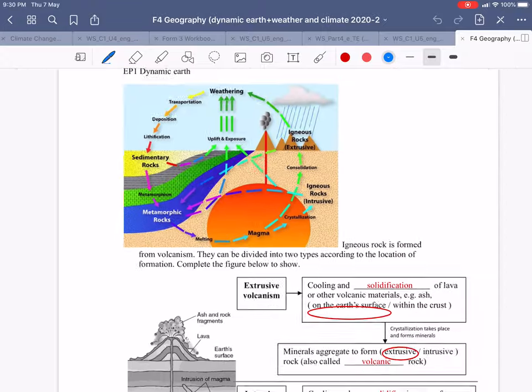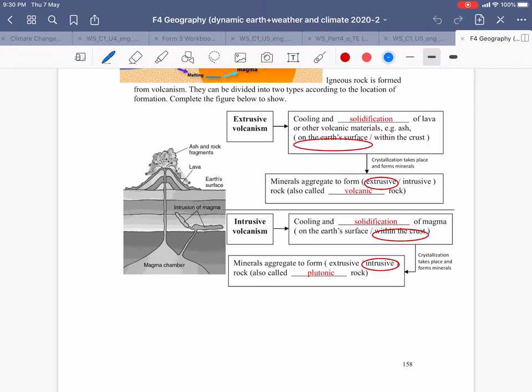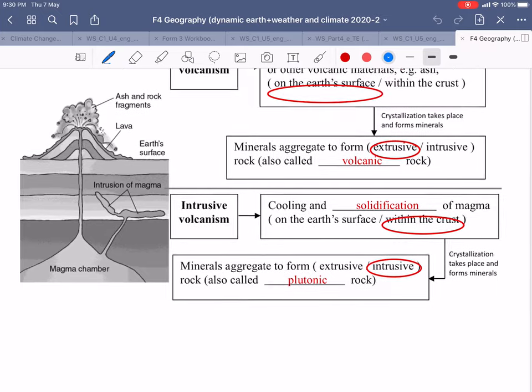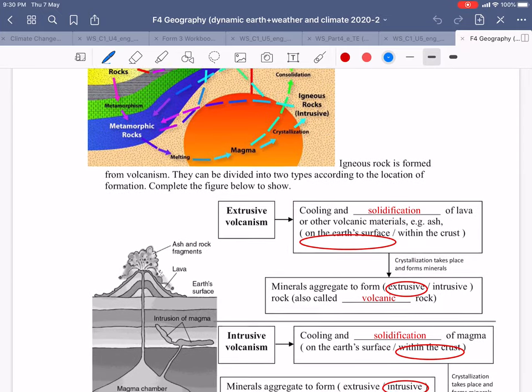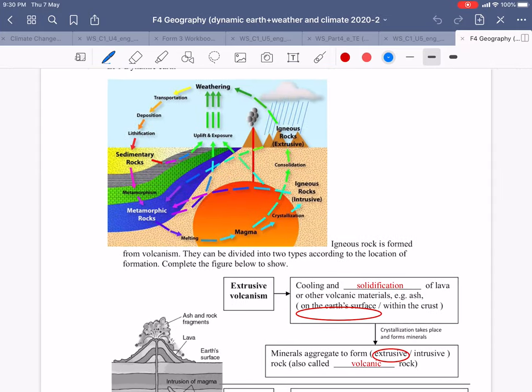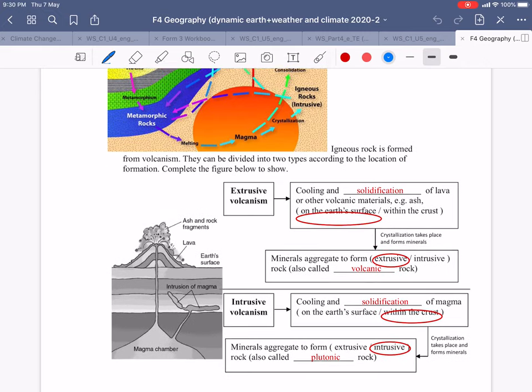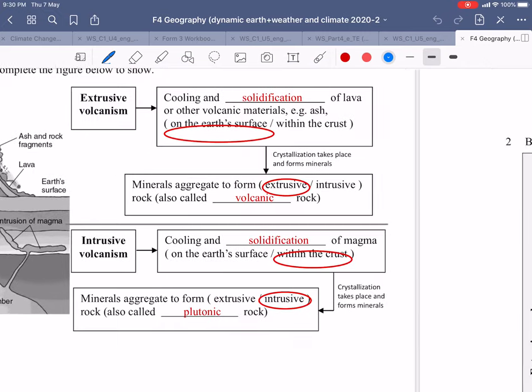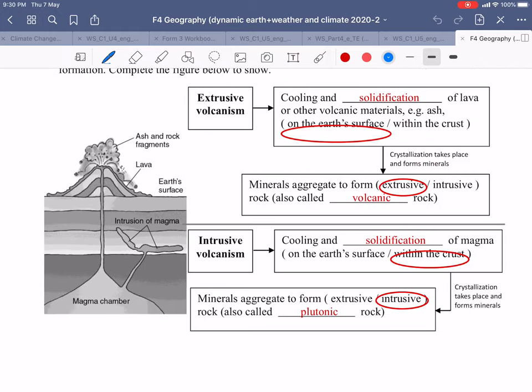To start with, I would like to have your summary, page 158, okay? Page 158, and for this rock cycle, I think you should be familiar with this, but be careful what is extrusive volcanism and also intrusive volcanism, and there are some differences, so you better have an understanding about which one is going to be cooling faster, which one is going to be cooling slower, okay?